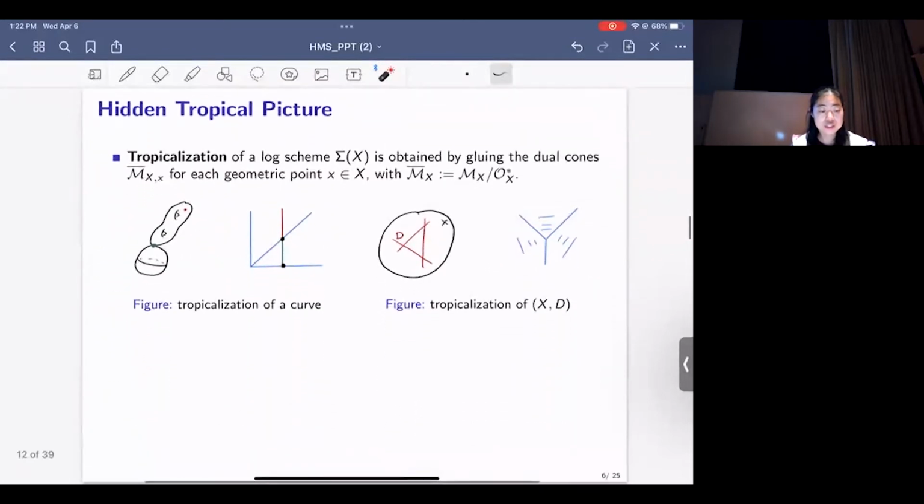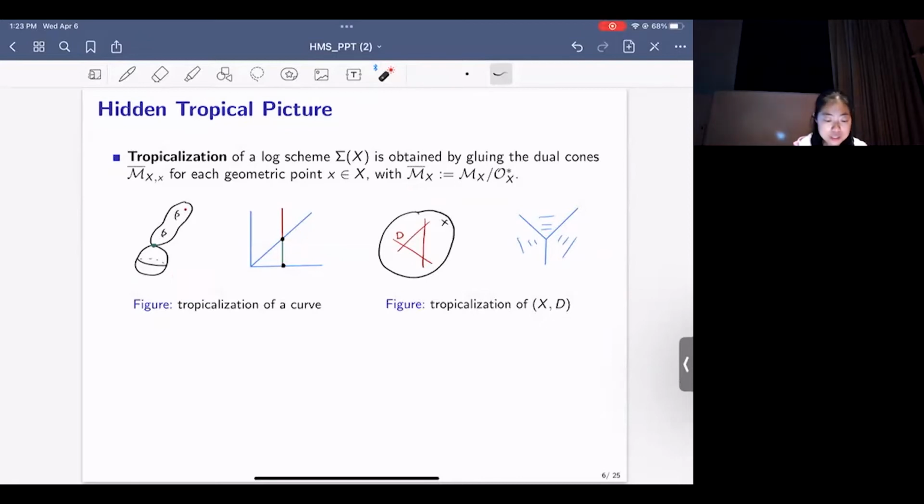Okay. So there exists a hidden tropical picture for the log geometry, which later turns out to be very useful in applications. The tropicalization of a log scheme is obtained by gluing the dual cones of this ghost sheaf for each geometric point, where this sheaf is obtained by quotienting out the sheaf of invertible functions. Let us look at the example that I was talking about, where I take that Q that appeared before to be N.